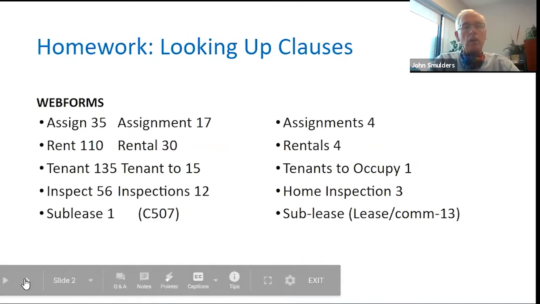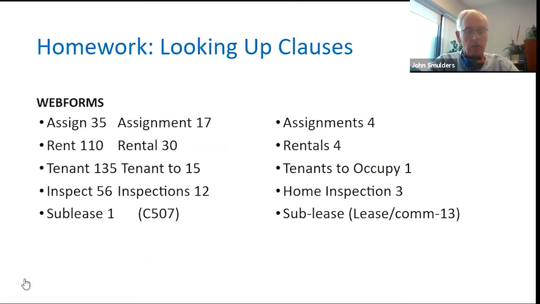So the first thing we're going to talk about is the homework that was assigned in week 2. In week 2, I gave four different scenarios that you had to look up the clauses for, 4 different ideas that you could put into Schedule A, and you had to find the clauses. Admittedly, it was not an easy assignment. The whole idea was to get you into either web forms or transaction desk to try to find the clauses.